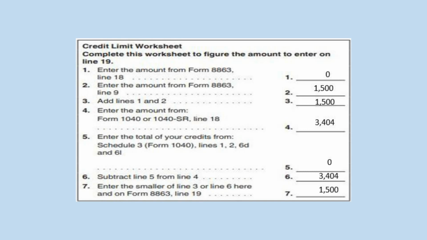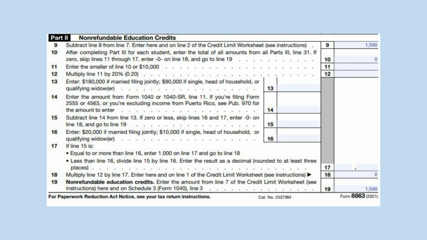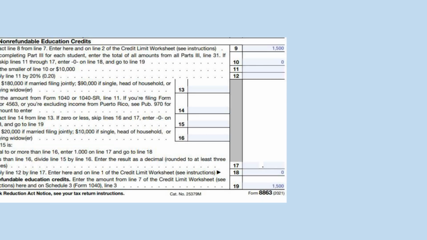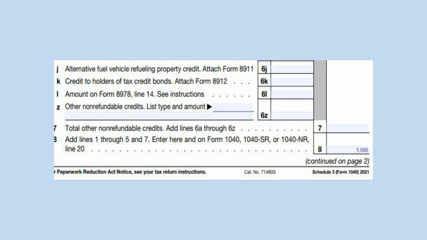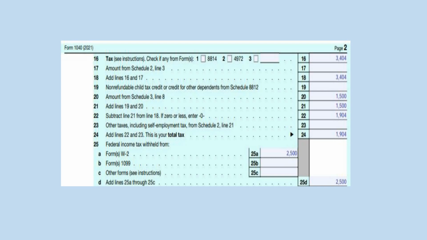You do not have to attach this worksheet to your tax return, and basically, since this is a non-refundable part of the credit, it is assuring that you have enough tax to cover the credit. Enter this amount on Line 19 of the 8863 and also on Schedule 3, Line 3. On Schedule 3, total the amounts down to arrive at $1,500 on Line 8, and then carry that to Line 20 on your Form 1040.